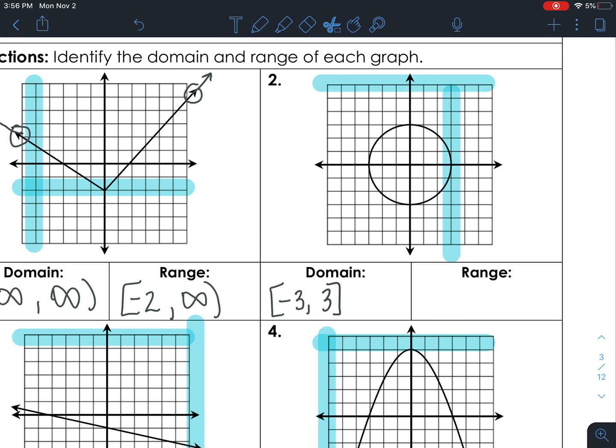We can do the same thing for the top and bottom of the circle. The bottom of the circle to the top of the circle is going to be my range. So that will also be from -3 to +3. And again, those are hitting those 3's, so those get brackets.